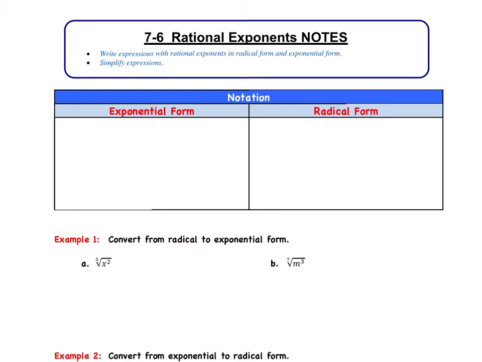So exponential is something like a to the power m over n. Now, this can be converted into radical form. So radical form is going to have a radical. A goes underneath the radical. So the question is, where do the m and n go? That n is the index. That m is the power.